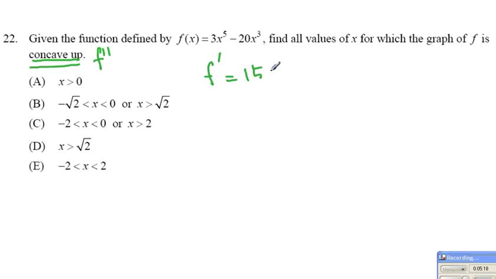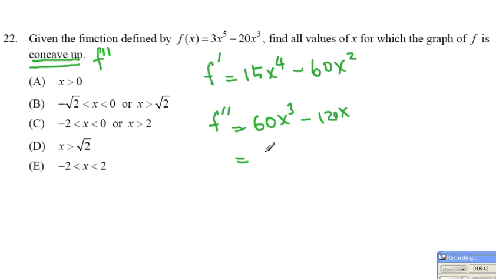Is 15x to the fourth minus 60x squared. Now, the second derivative on this one becomes 60x to the third, and here we have minus 120x. Now, of course, something common here is 60x. Then we will have x squared minus 2.